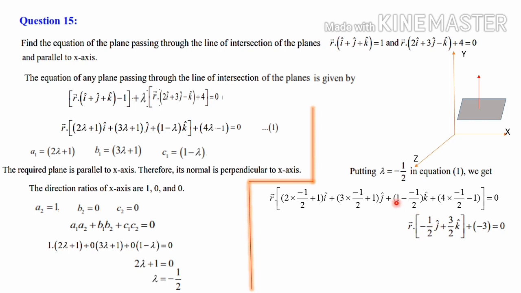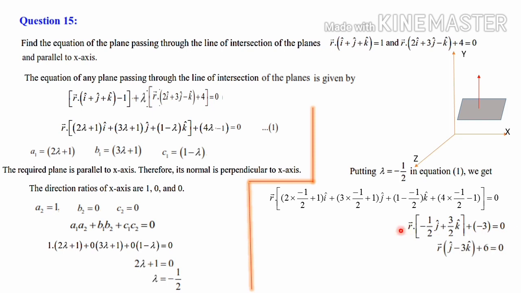Then 2 into 1 is 2. 2 minus minus 1, that is 2 plus 1, 3, so 3 by 2 into k cap. And here 4 into minus 1, that is minus 4, and 2 into minus 1 is minus 2. So minus 4 minus 2 is minus 6, minus 6 by 2 is minus 3, equal to 0.